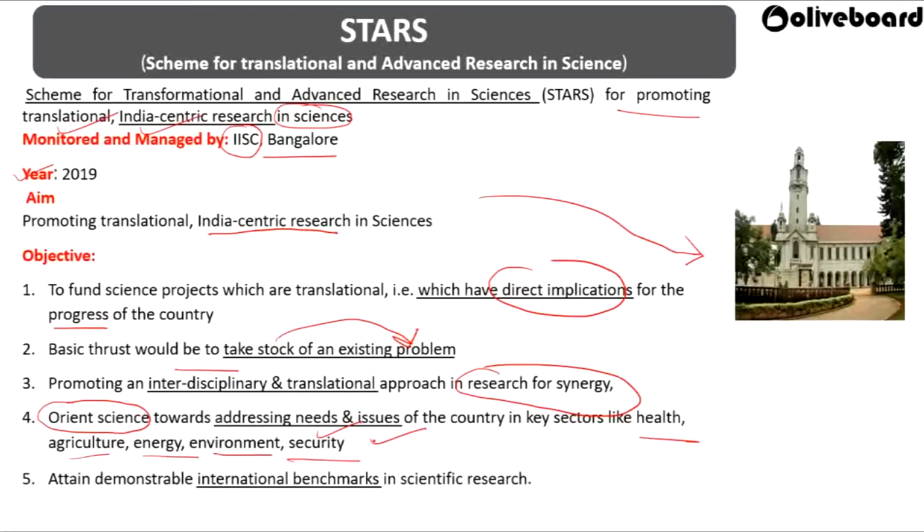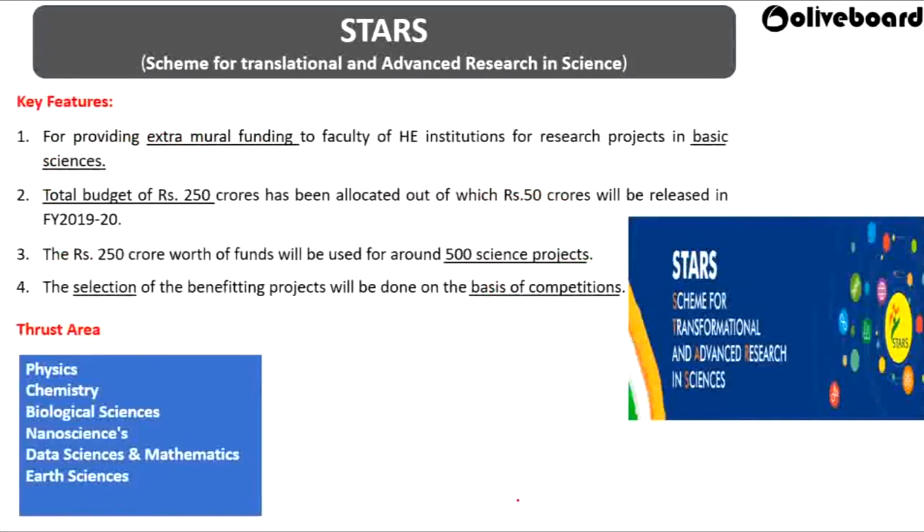At the same time, we want to establish an international benchmark in scientific research. So while doing the research, we want to keep our research in line with international benchmarks. The key feature of the STARS scheme is that it is extramural funding to faculties of higher education institutions for research projects based on basic science. So here we are looking for basic science projects.